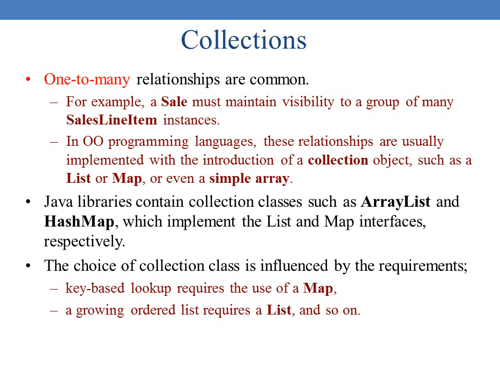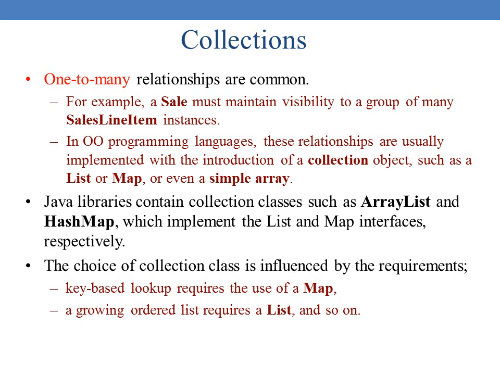In object-oriented programming languages, these relationships are usually implemented with the introduction of a collection object, such as a list or map, or even a simple array. It is also one type of collection object. Java libraries contain collection classes such as ArrayList and HashMap, which implement the List and the Map interface respectively. The choice of collection class is influenced by requirements.